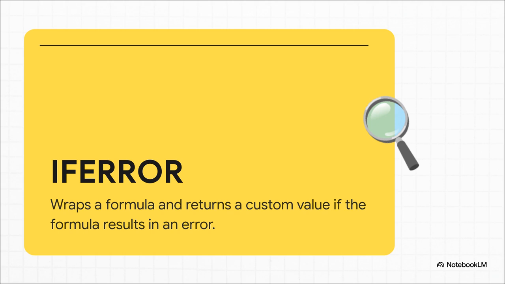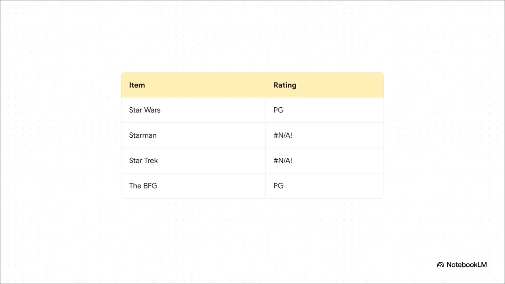nice, clean message instead. Okay, so here's the before. This is the messy reality. We're looking up some products in our inventory, and a few of them aren't there. The result is this column just littered with those awful #N/A errors. It looks messy, it looks unprofessional, frankly, it looks broken.